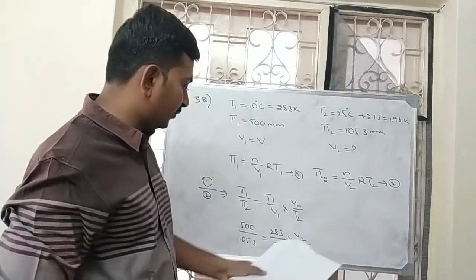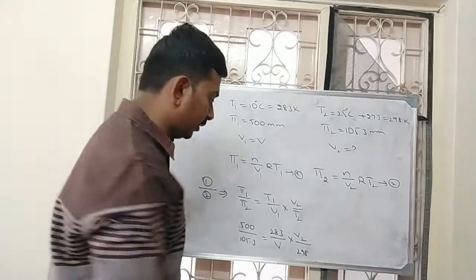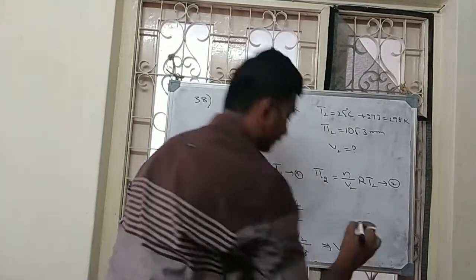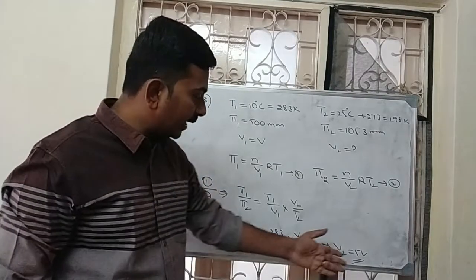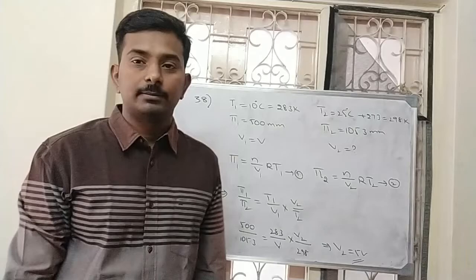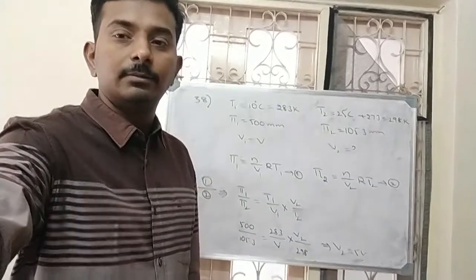So if we simplify this, we will get the relation between V2 and V. So this will be V2 is equal to 5V. So that means we are diluting the solution 5 times. The volume is increased by 5 times. Coming to the next question. Question number 39.